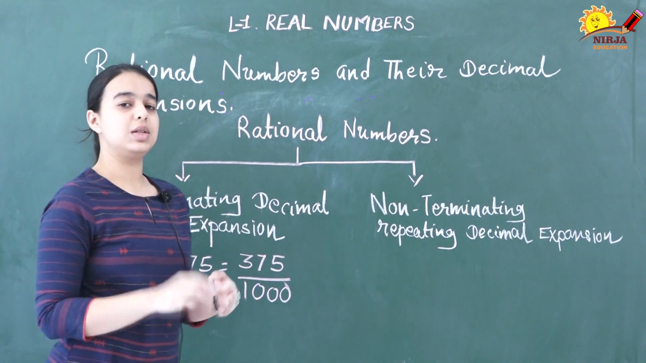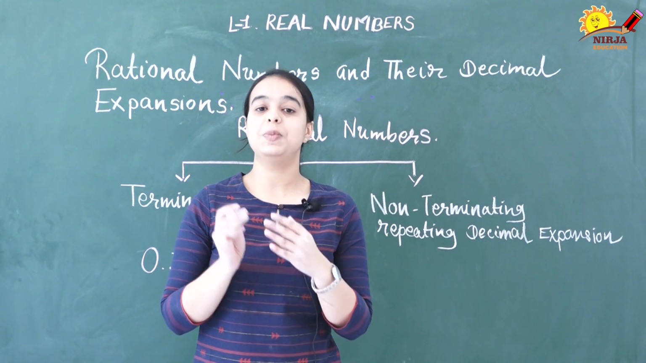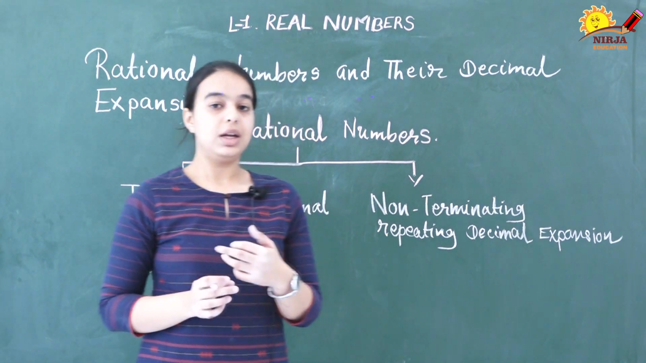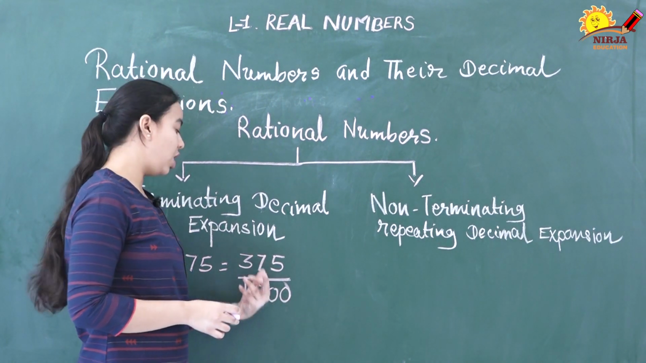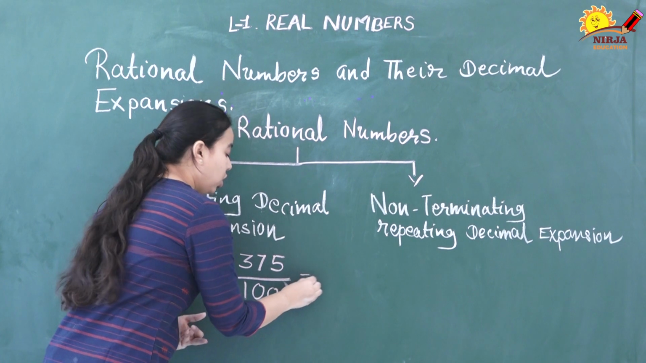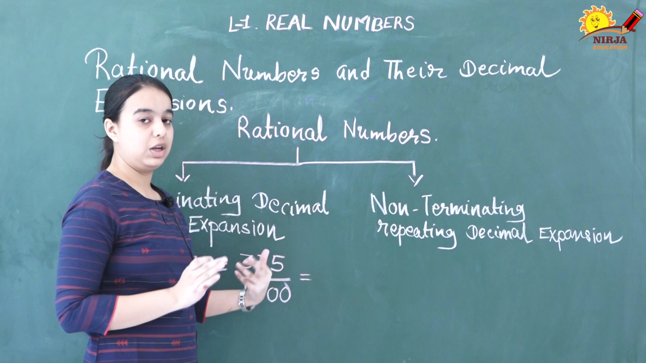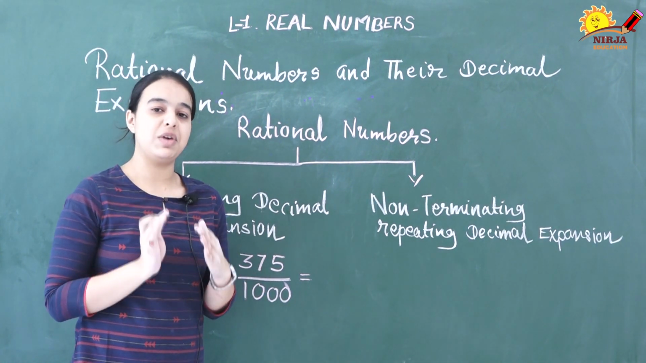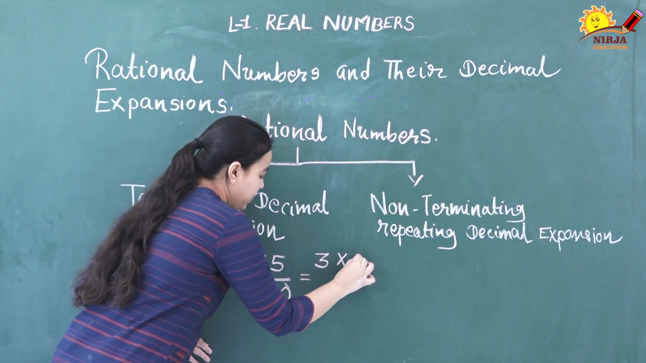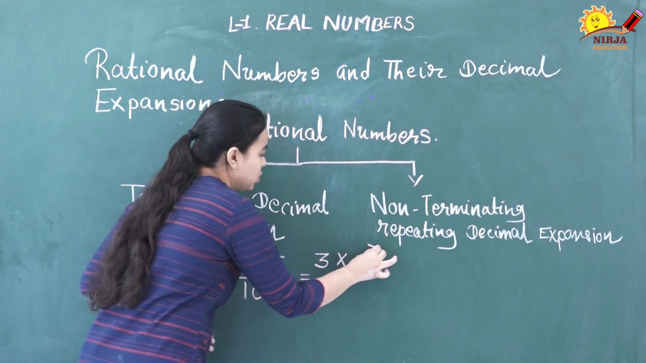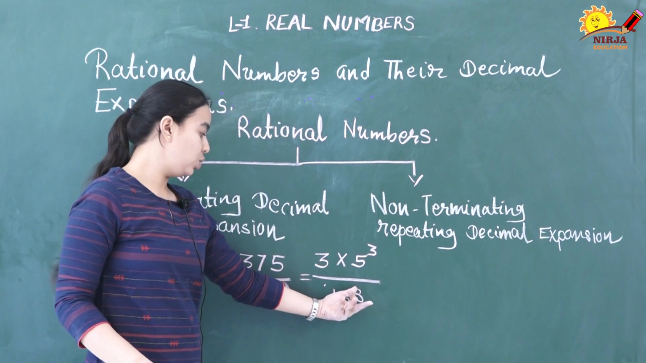So, my dear students, in my previous video, I have already explained how to find prime factors of a number. Here, we are going to use that method. Here, you have to find the prime factors of this. So, please do by yourself the prime factorization of 375. And if we do the prime factorization of 375, you will get 3 multiplied by 5 raised to 3. We can write this 1000 as 10 raised to 3.